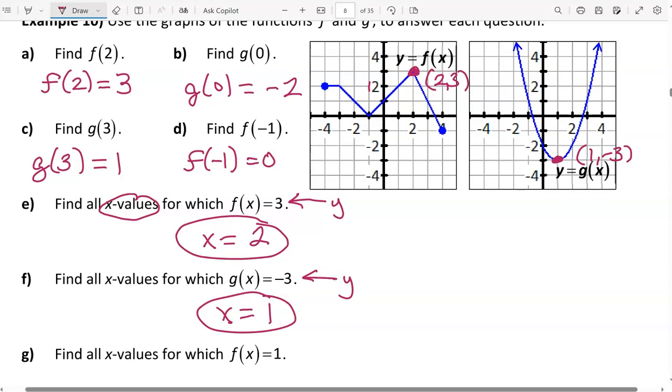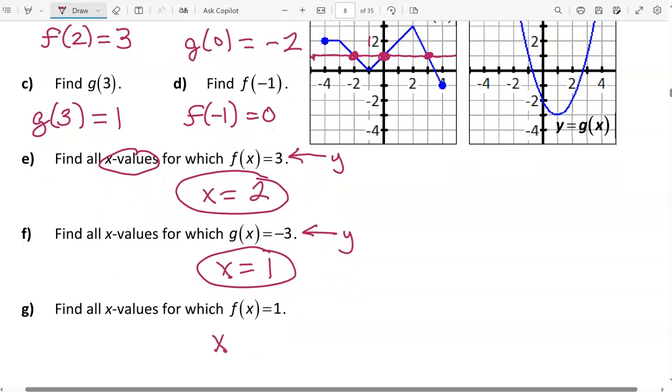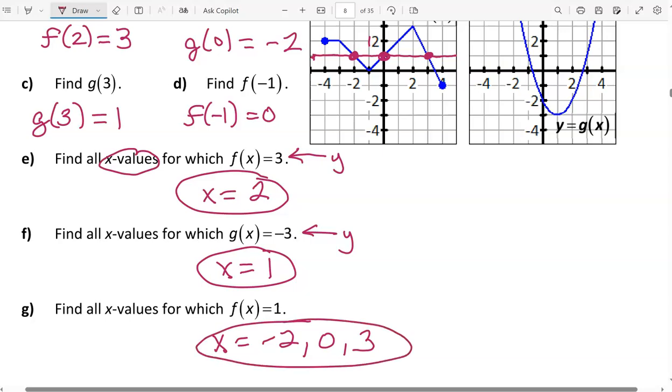Now here's a variation. In part G, we're looking for all the x values for which f of x is equal to 1. And there are actually more than one of these values. So what I advise you to do on something like this is draw through f of x a line that has all points on it that have a y value of 1, and notice that it intersects with the graph 3 times at x equals -2, 0, and 3, and so there are actually 3 answers to this one.